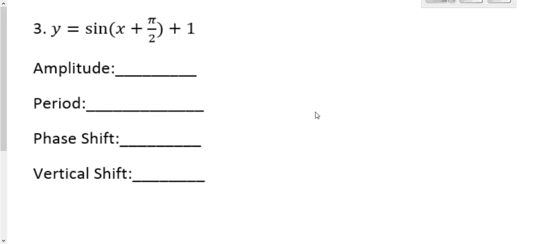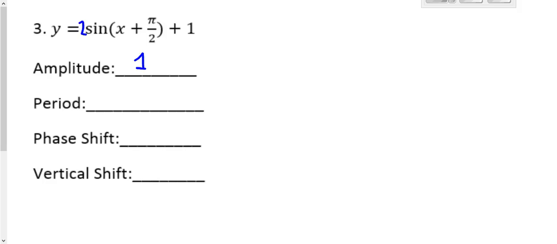Okay, let's look at number 3. Our equation is y equals sine of (x plus pi over 2) plus 1. So first we have the amplitude. If we look in front of sine, there's no number there, but there is a 1. So we can still say that our amplitude is 1. Our curve will have a height of 1, the waves in our sine curve.